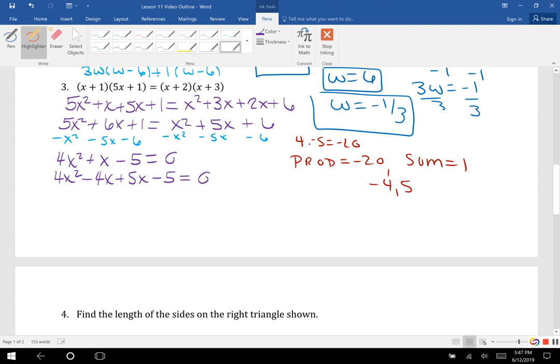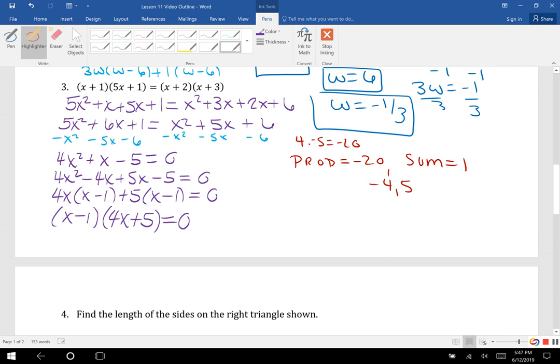I can take a 4x out of the first two, left with an x minus 1. I'll take a 5 out of the last two. Oh, that's good. Also left with an x minus 1. We can pull that x minus 1 out front, and we're left with a 4x plus 5.